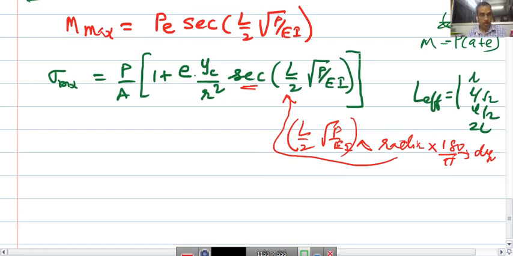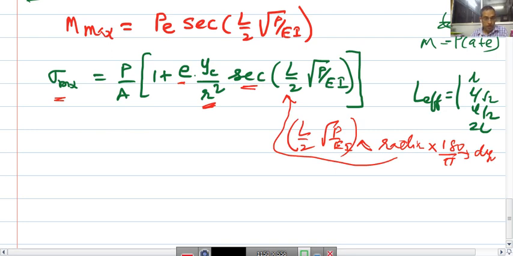So, if asked to find out maximum stress, you do like this. The eccentricity is given to you, and the radius of gyration can be found out, which is I equal to A into R square. A is known to you, and the moment of inertia is already found out in the direction. So, the radius of gyration can be found out. Okay, so this is what we can do.